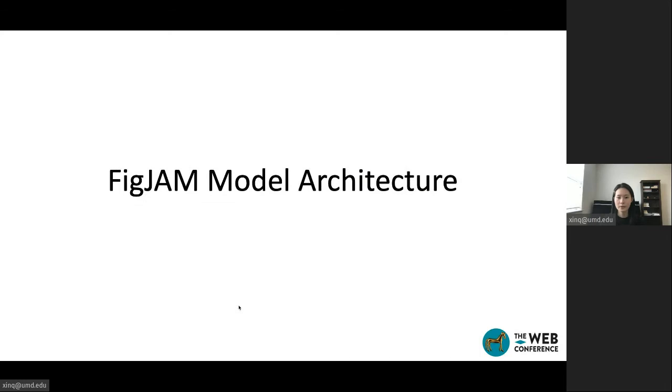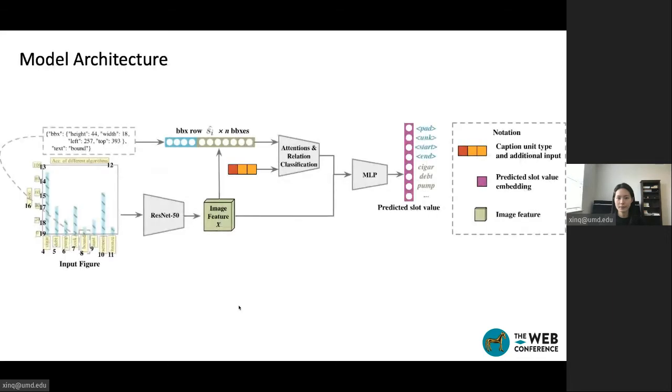We propose the FigJAM model, which stands for Figure Captioning with Joint Attention to Multimodal Information. On the leftmost are four parts of input to the model. First, a pixel figure image. Second, a set of OCR extracted bounding box tuples as the metadata information. Third, the caption unit type in the red vector. Fourth, the additional inputs required for the type in the orange vector.